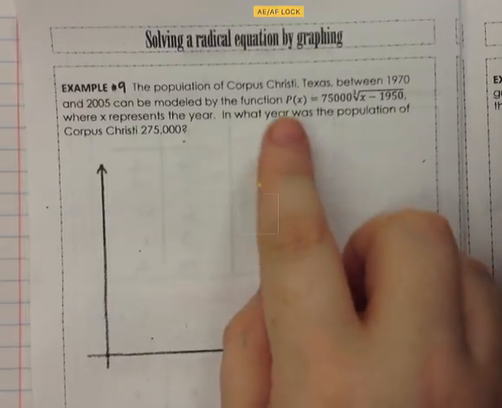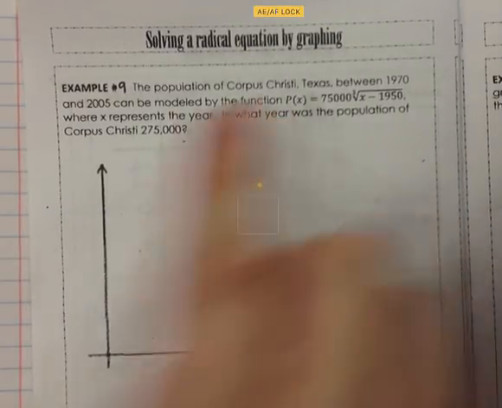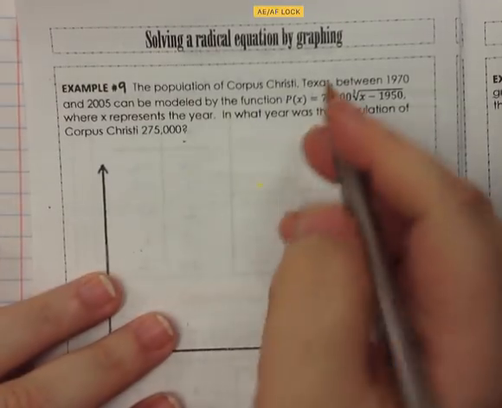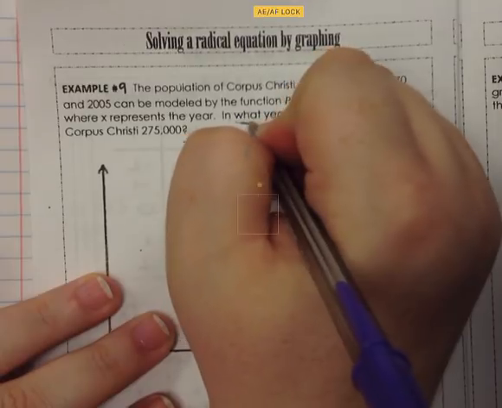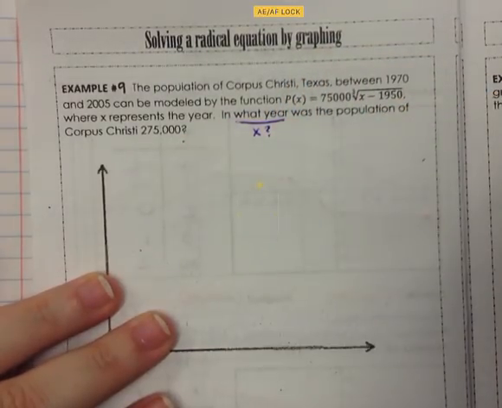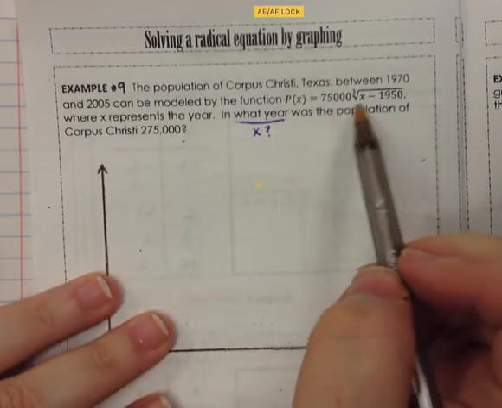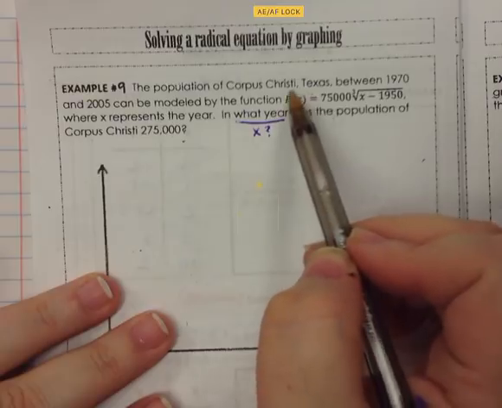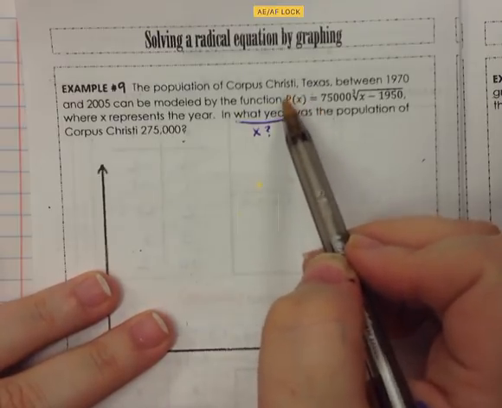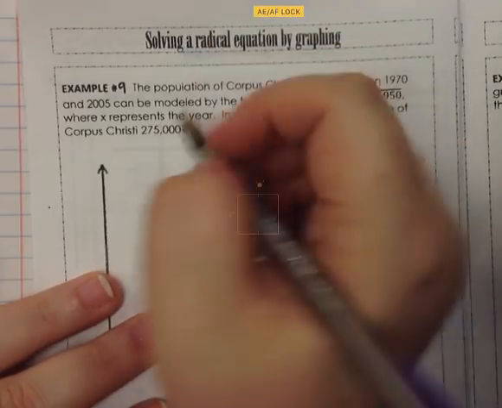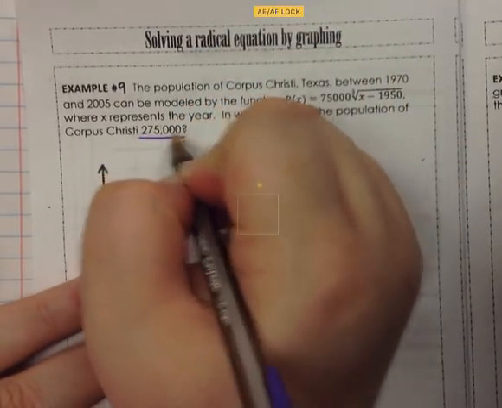The question is asking in what year, so we need to know what x is. X represents the year, so that means that we don't know our x. But we do know our y value. Now, again, p of x really represents our y value. We do know our y value, which was our population, which is 275,000.